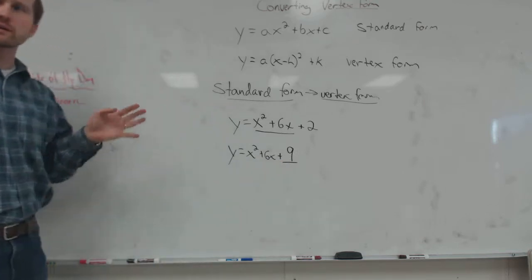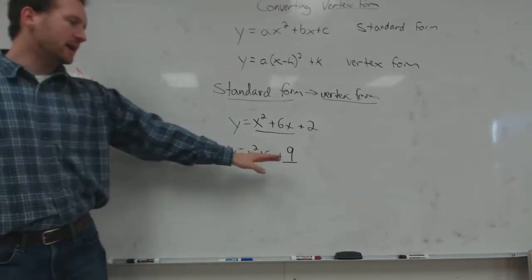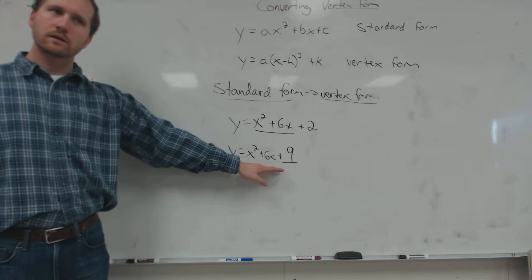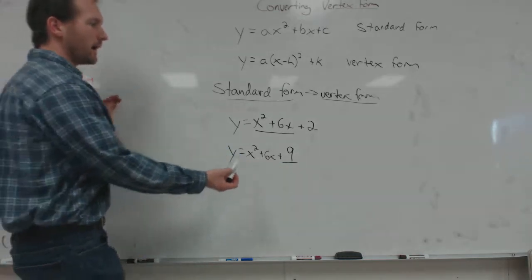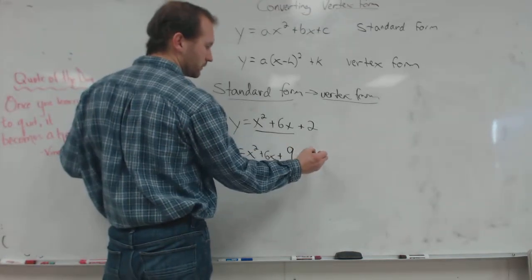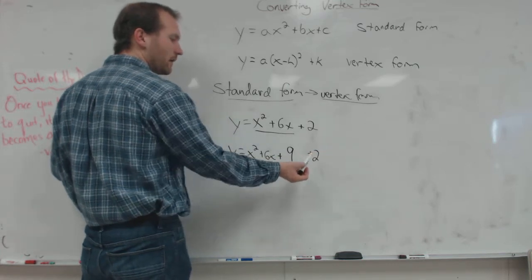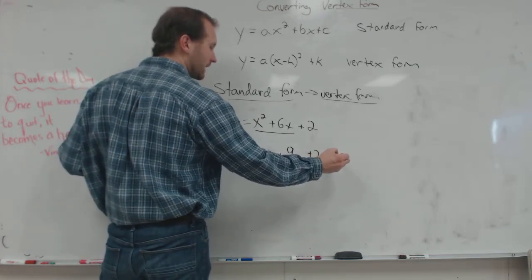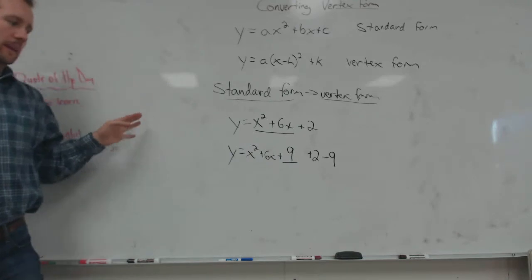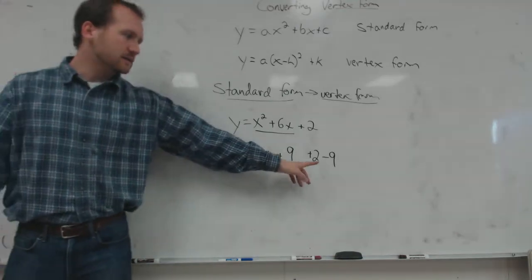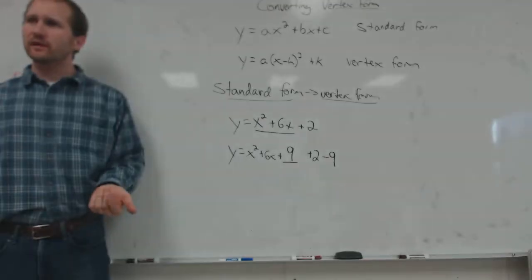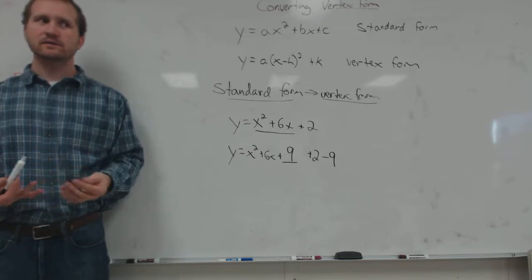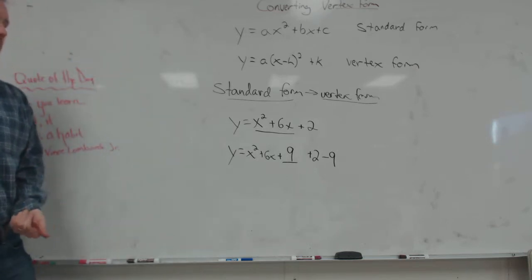And this is where it gets a little bit weird. I can't just add 9 to this. So what I'm going to do, I have to keep track of my plus 2 that was already there. And then I'm also going to subtract 9. So when I add 9 here, I subtract 9. What did I effectively add then? Nothing. 0. Yeah, I added 0.